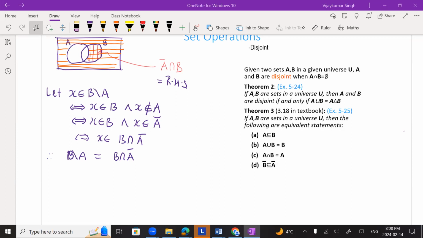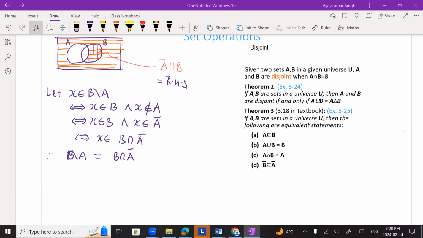So let's look at the following result, namely that if you have two subsets A and B in universe U, and A and B are disjoint, then what? A intersection B is empty. Of course, there's nothing really to prove; that is the definition of being disjoint. Disjoint means they have nothing in common.